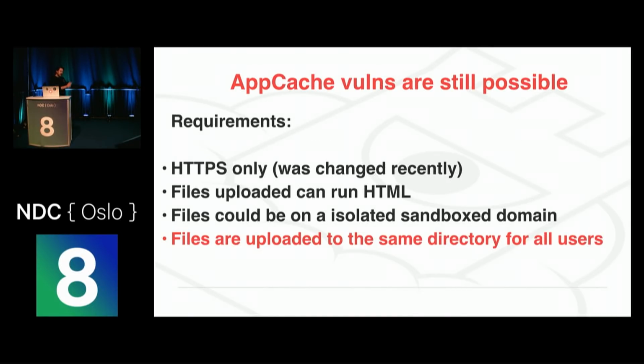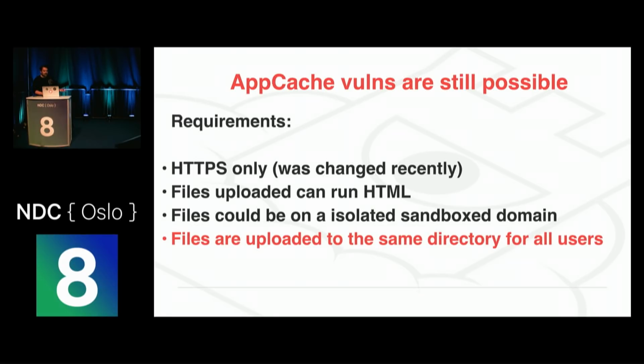The requirements to attack someone with this is that you need HTTPS, which is obvious, of course. Why not? But that's not a problem. And files uploaded need to be able to run HTML, meaning this could be a sandbox domain or anywhere, and if you can run HTML on it, you can install a manifest. And the files could be on an isolated sandbox domain, meaning someone maybe says, we don't care about an XSS on this domain because it's our sandbox domain. We don't care about it. But if people are downloading stuff from the production website, from the sandbox domain, and you can steal that content, I think they're going to care.